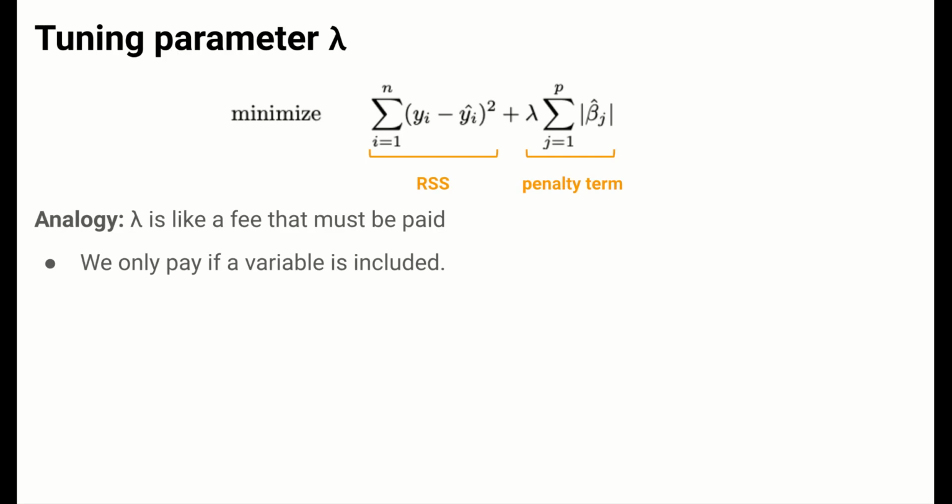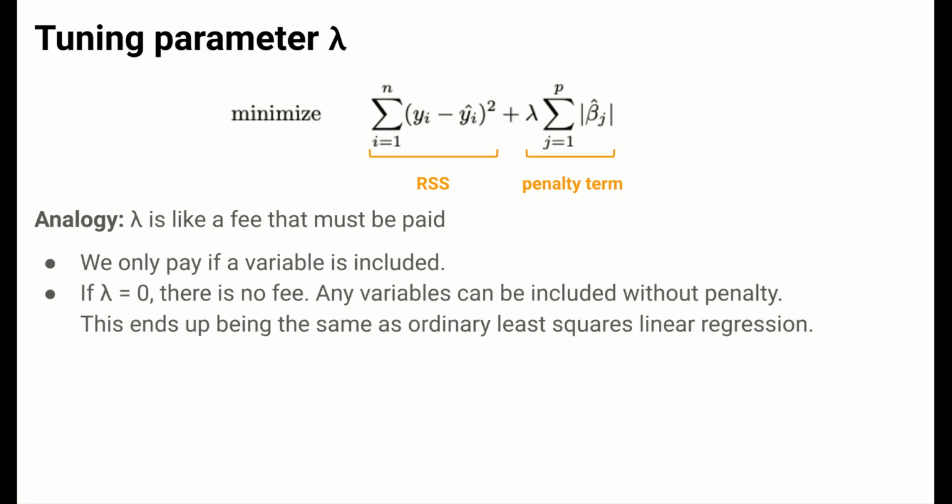Let's take a closer look at the tuning parameter lambda. We've said that the severity of the penalty is determined by lambda. So we can think of lambda as a fee to be paid for including a variable in the model. We only pay if a variable is included because lambda is multiplied by the estimated coefficient. If that coefficient is 0, the variable is not included, and we don't pay the lambda fee.